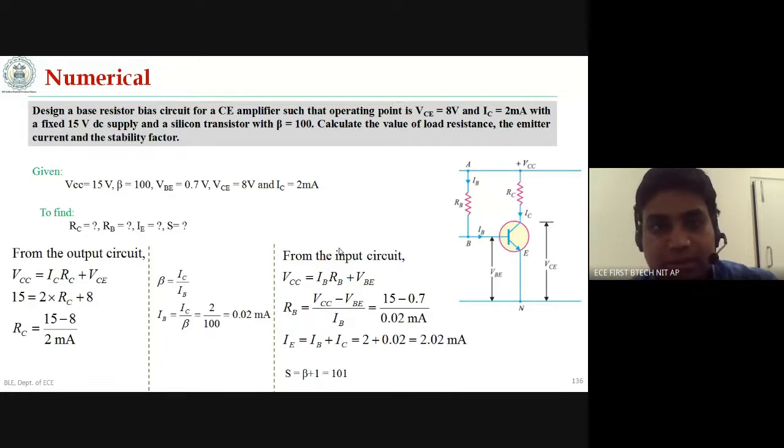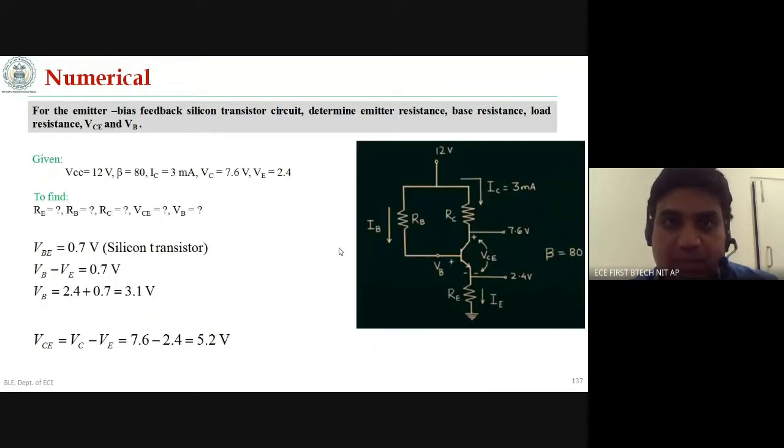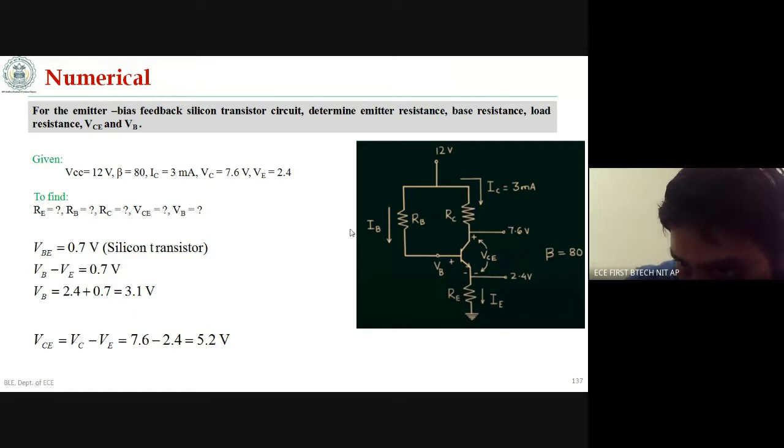So this you are able to determine. Okay, now let's go to another configuration that we call the emitter bias silicon transistor circuit, and determine the emitter resistance, base resistance and load resistance, VC and VBB. Okay, so first we need to find out what actually our VCC is.